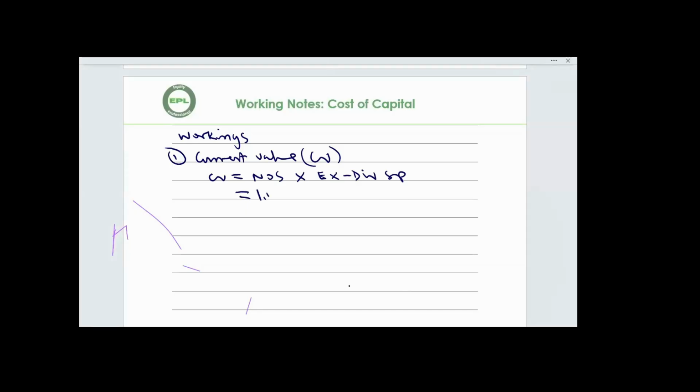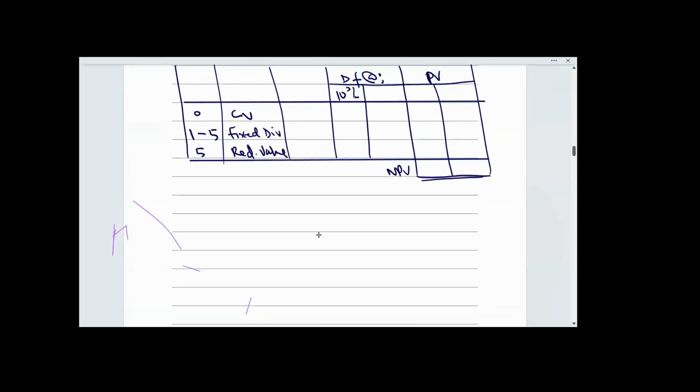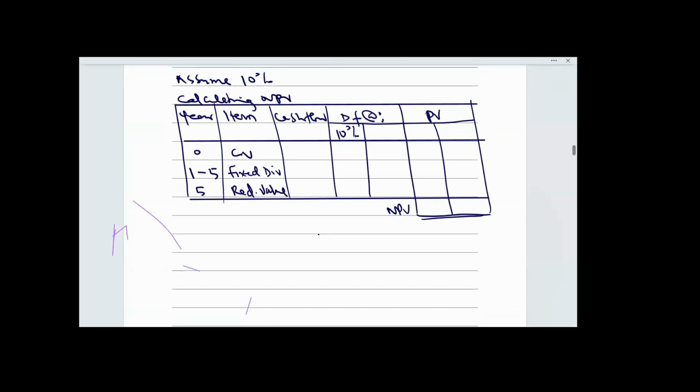Therefore, 1 million shares multiplied by ex-div share price, which is 1 naira 5 kobo. So this will give me 1,050,000. So the current market value of the preference share is 1,050,000. So let's come and put it there. Here will be 1,050,000. So put it in brackets.